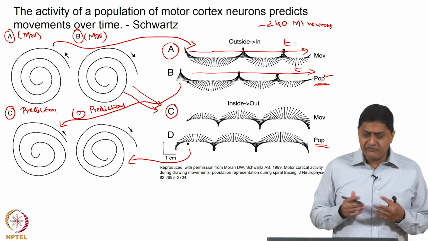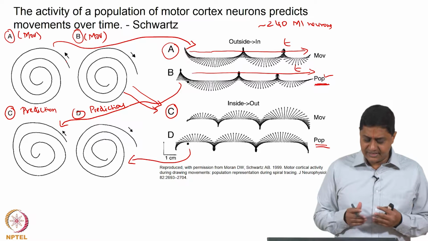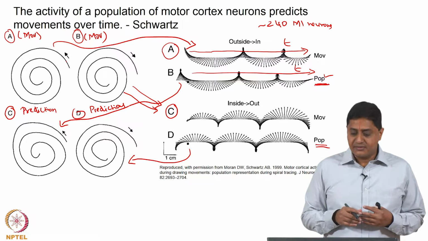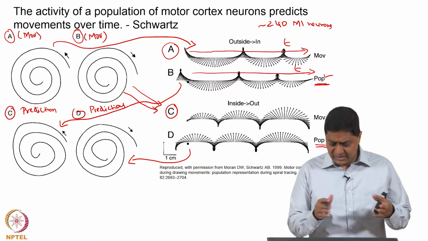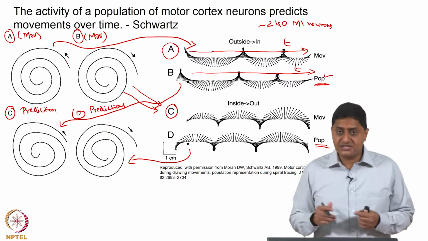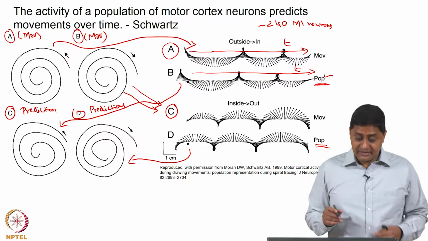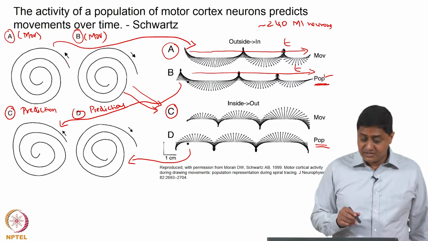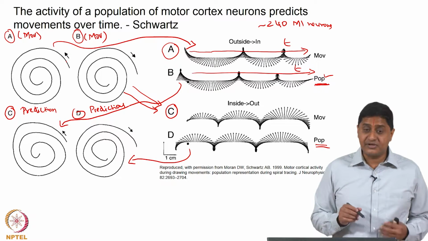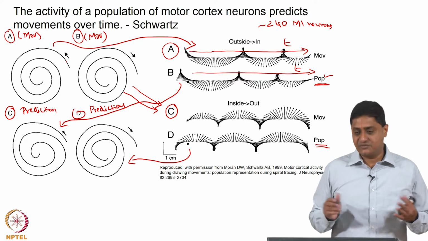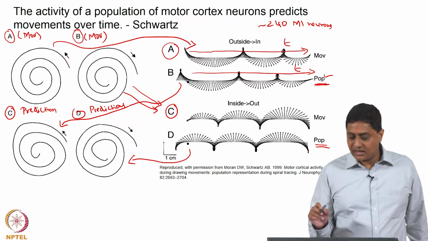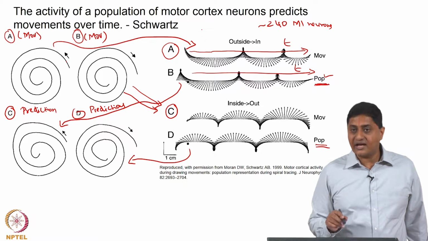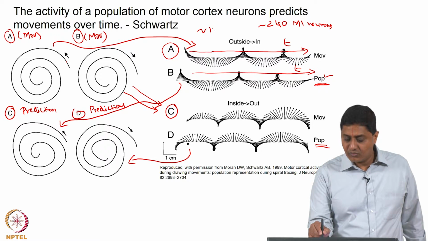So, from this what we can conclude is that activity of a population of neurons predicts not just the force that needs to be produced, not just the movement, but also the instantaneous directions and velocities. So, it predicts kinematics over time. The activity of neurons precedes the actual trajectories by about 100 milliseconds.